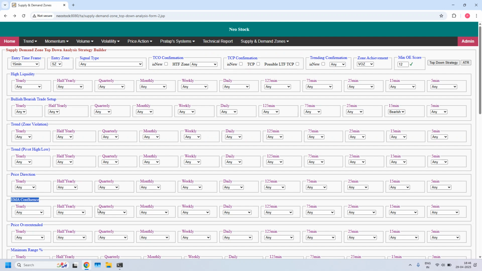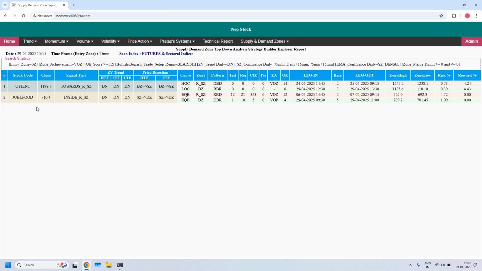Let's verify. EMA confluence at daily time frame. I'm checking daily supply zone with daily EMA confluence. At the same time, trend on the daily should not be sideways. It should be downtrend because it is bearish trade setup. So both these stocks are filtered. So both these stocks are having more high probability to get success. So this is bearish trade setup for daily income trade.